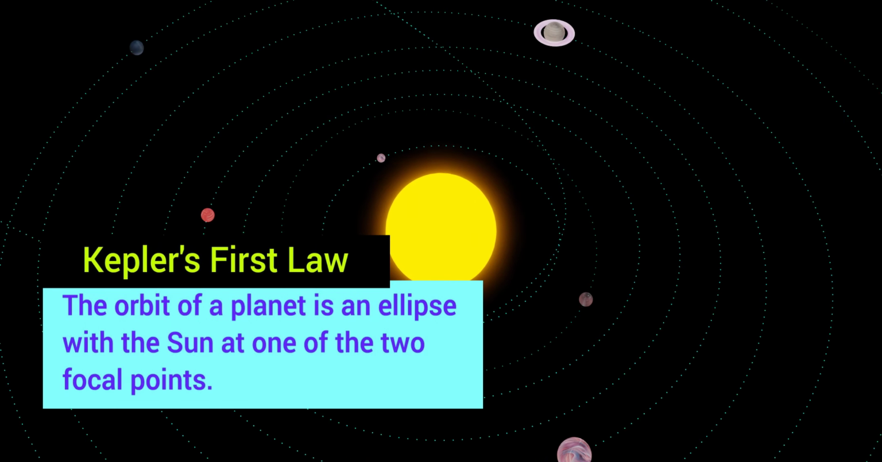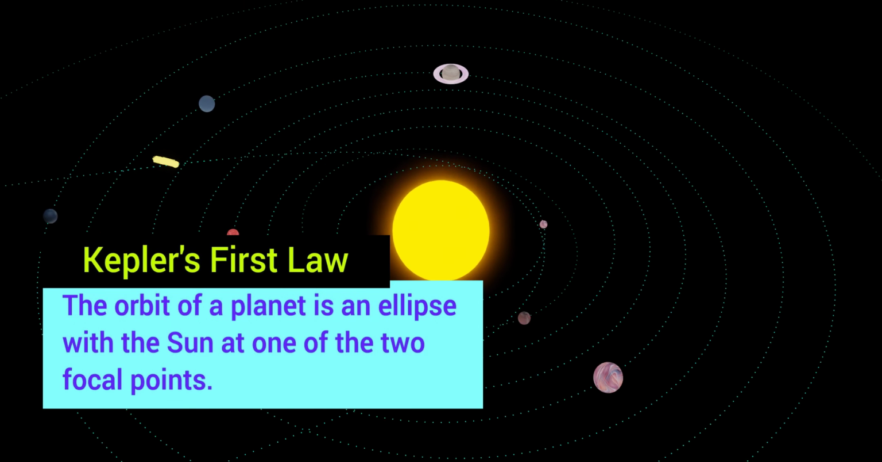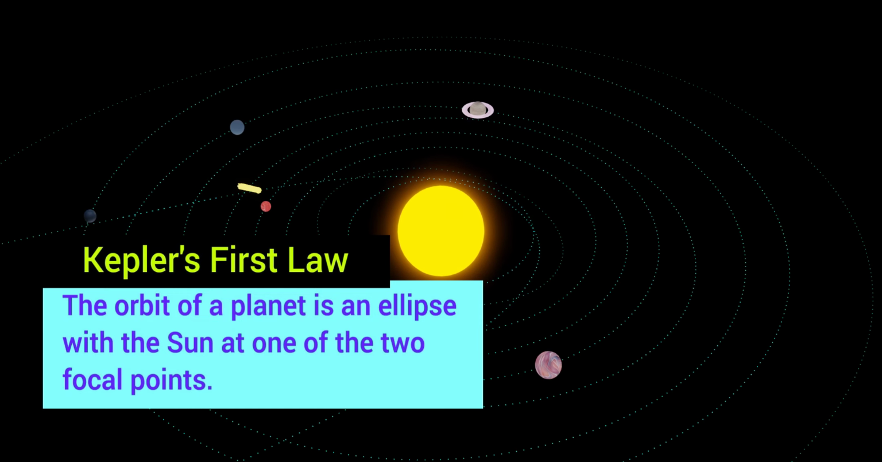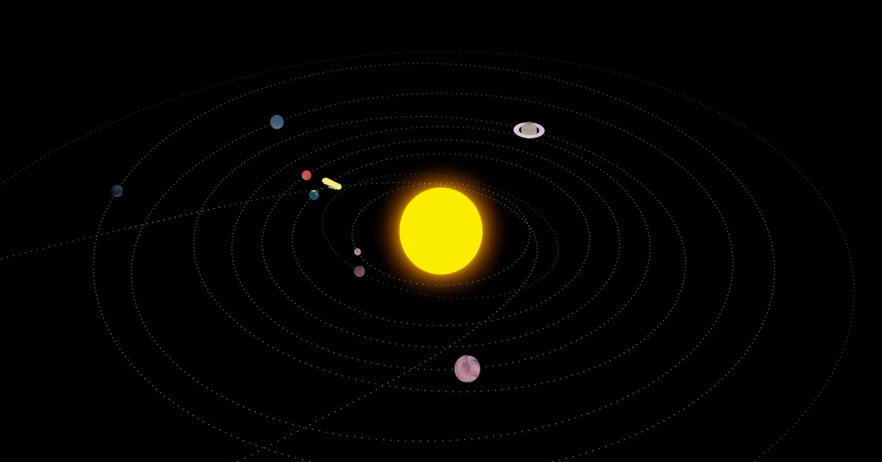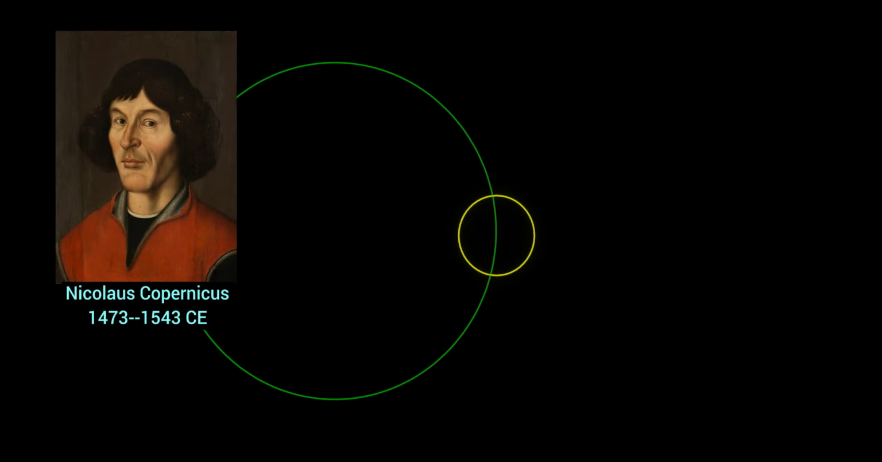The first law says the orbit of a planet is an ellipse, with the Sun at one of the two focal points. Before this law, astronomers around the world believed that planetary orbits were circular, with another small circle on its perimeter. This small circle is called an epicycle, as described in the model of Nicolaus Copernicus.